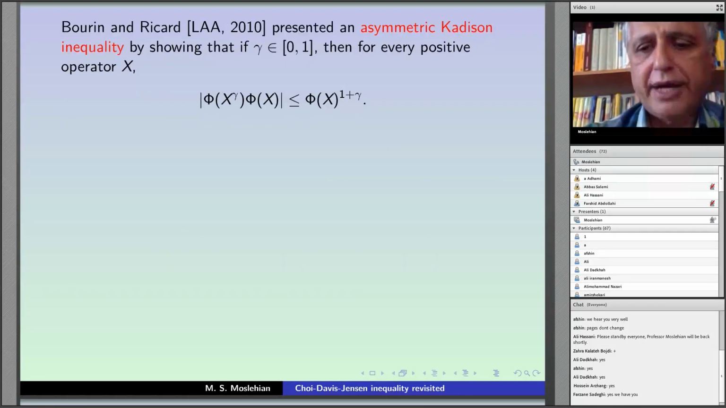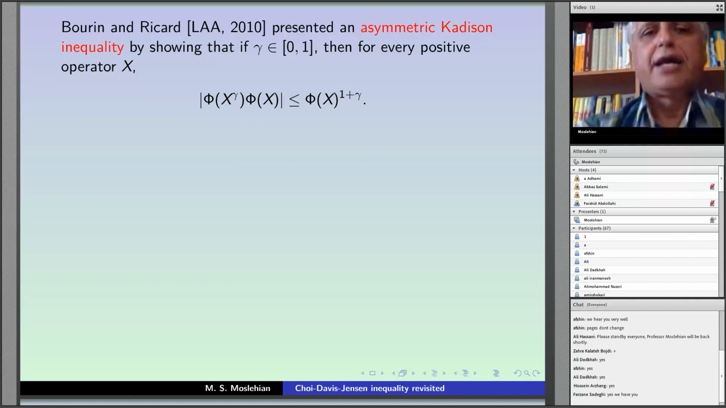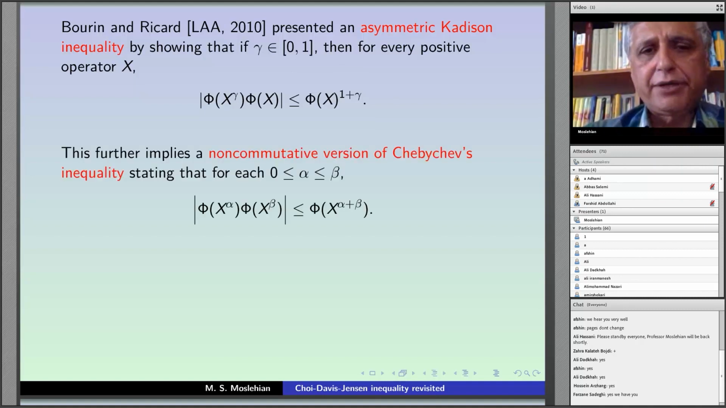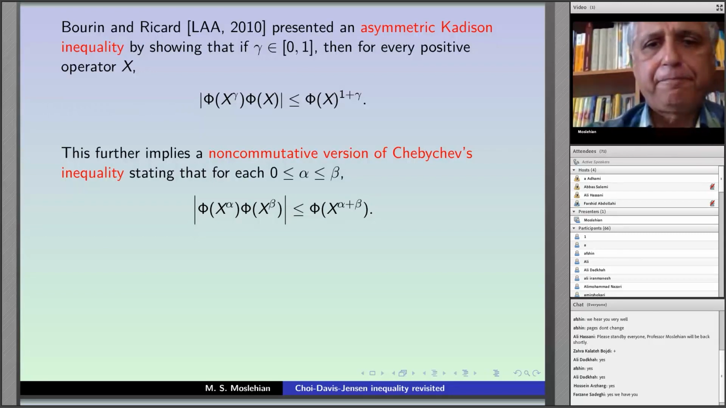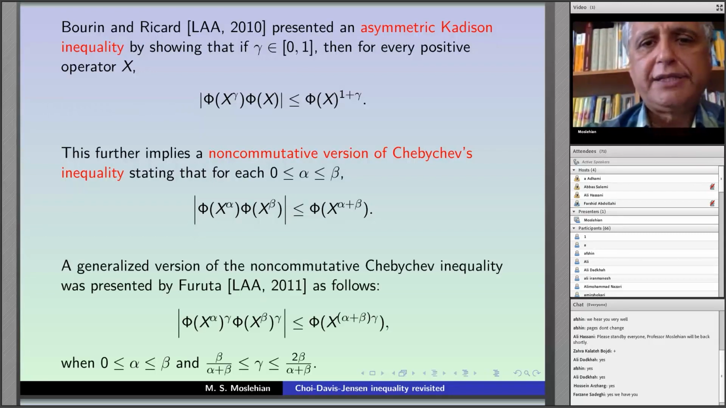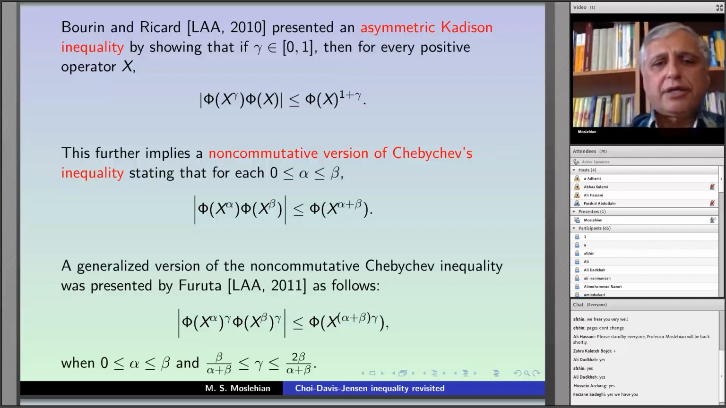Burin and Ricard presented an asymmetric Cadison inequality by showing that if gamma is between 0 and 1, then for every positive operator x, we have this inequality. This inequality implies a non-commutative version of the Chebyshev inequality of this form here, in which alpha is between 0 and beta. A generalized version of the non-commutative Chebyshev inequality was presented by Furuta of this form under some complicated conditions.